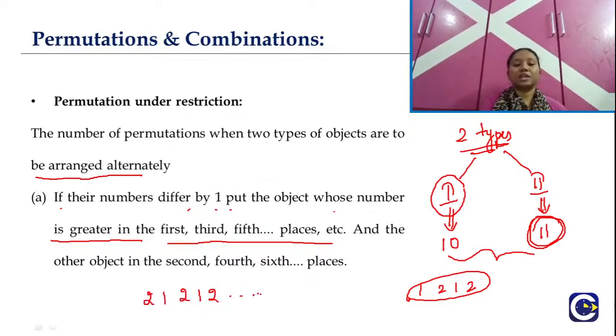So likewise we have to start and place them alternatively, and group 2 will be placed in the odd places. Similarly, the other group, that is group 1, will be placed in the even places. So this is one way of arranging when the two groups differ by 1. Right. So when the two groups differ by one object amongst themselves, this is the way of arranging them alternatively. So this is our first case.